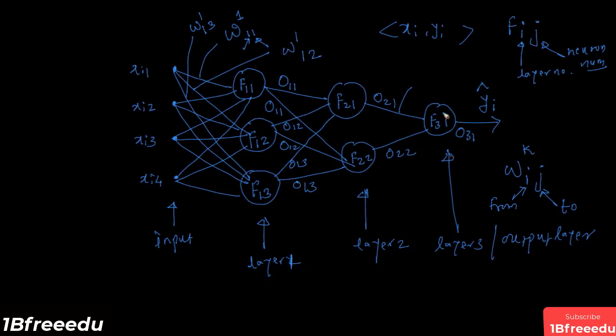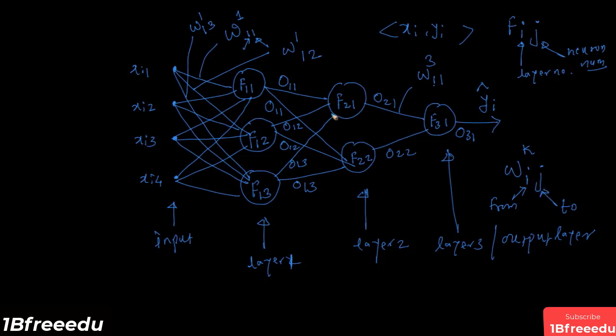This is layer 3, so W3. Now it is going from the first neuron in this layer to the first neuron in this layer, that's why W3 1 1. From is 1 and to is also 1. So W K I J means weight W is going in the kth layer from the ith neuron to the jth neuron.